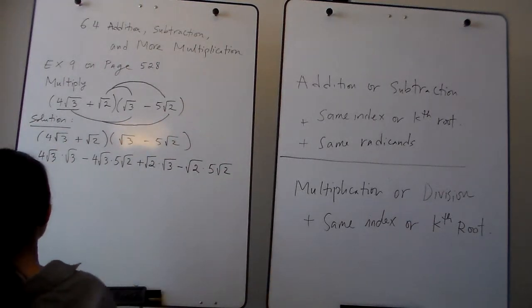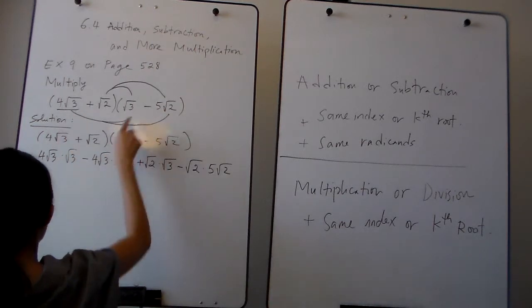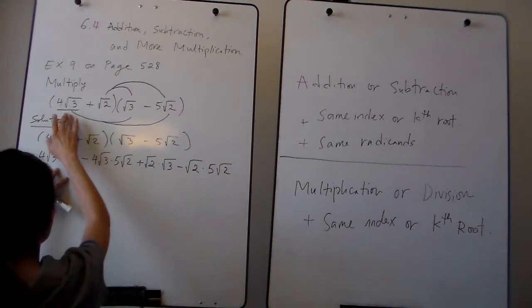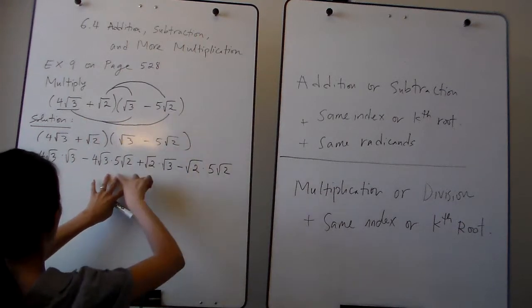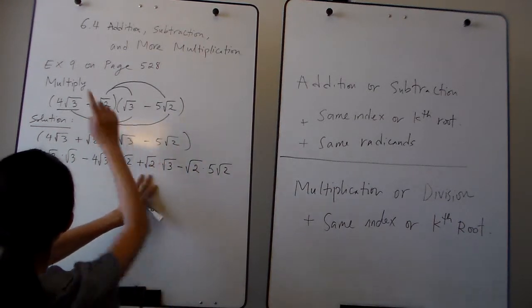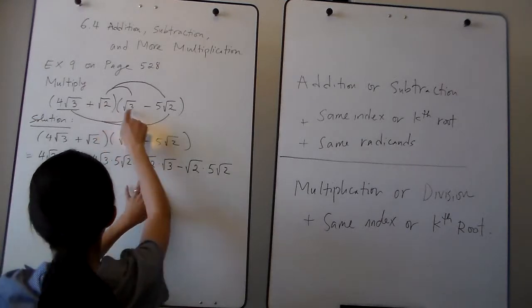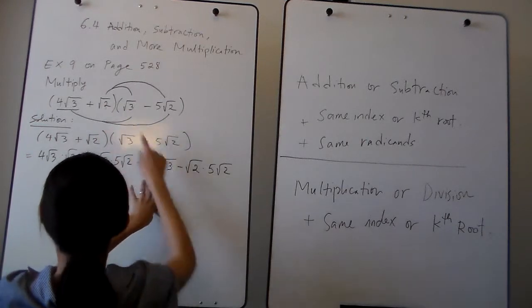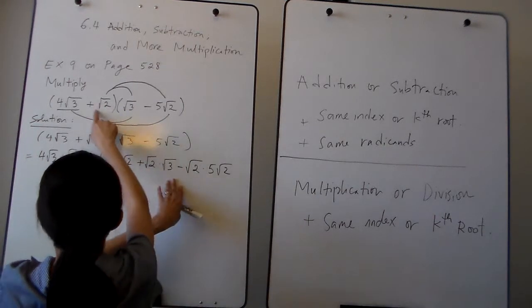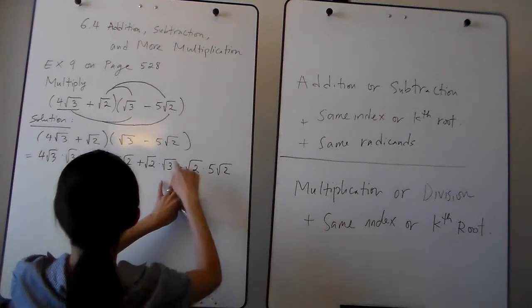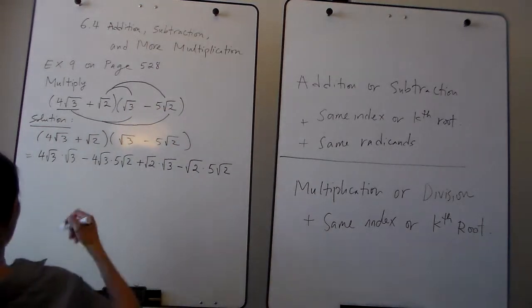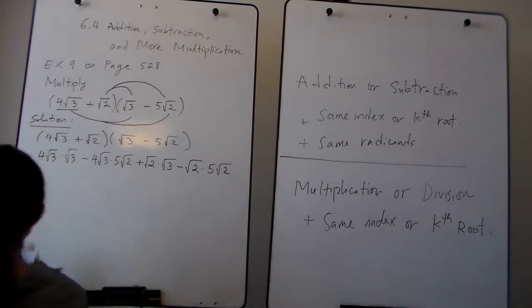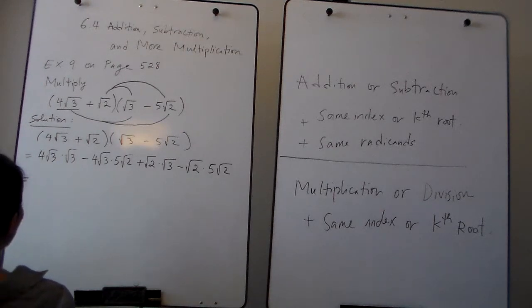It's good to double check. Let's double check. Take this times this, we get this. Take this times this, we get negative of this. And then take the second term, root 2 times this, you have positive root 2 times root 3. Take this times this, you have negative root 2 times 5 root 2. Okay? And then combine like terms and simplify.